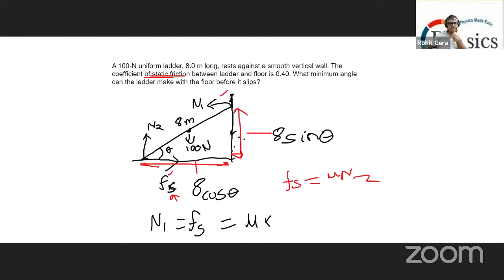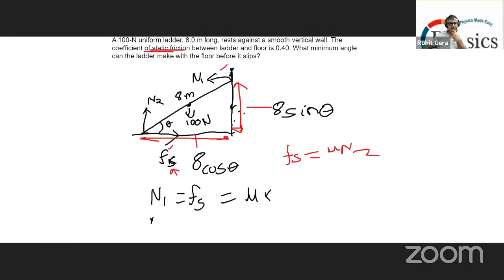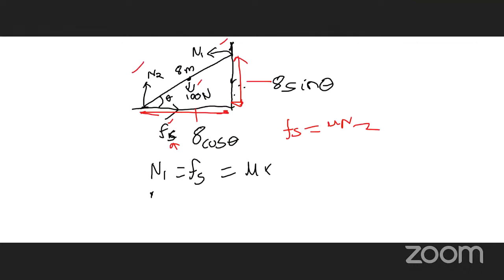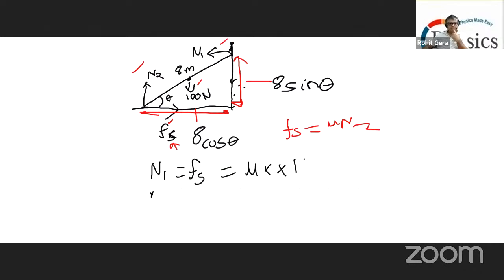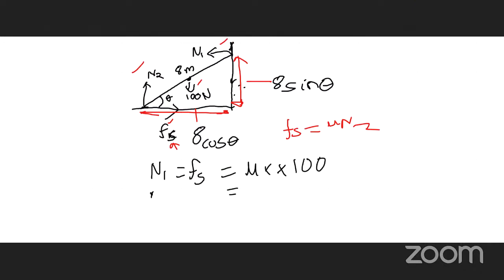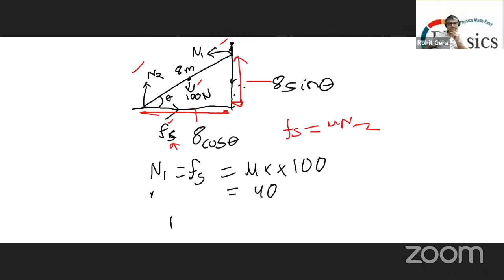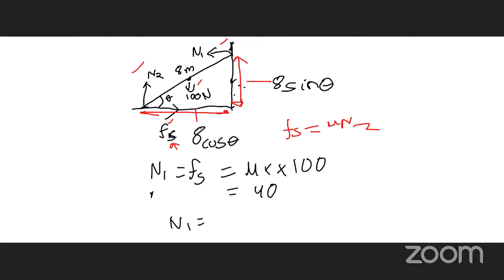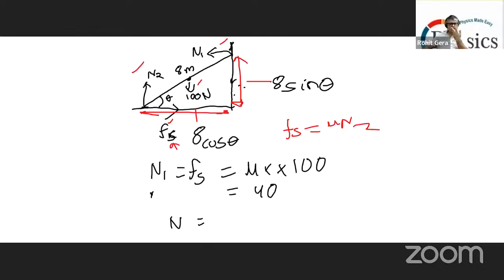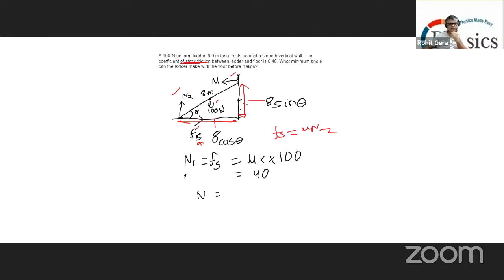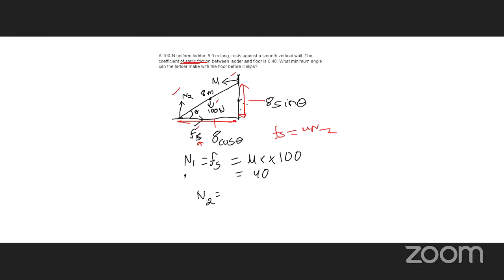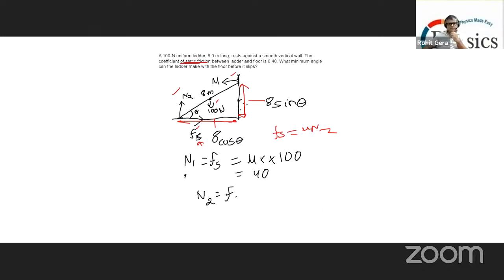N2 is given? I don't think so, N2 is known, because vertically N2 is equal to this. Yes, you should write that first, to show that you have taken care of the y axis, 40. If you write like this you will not get marks in school. Okay. Never mind, it doesn't matter. N2 is equal to, okay sorry, 100.